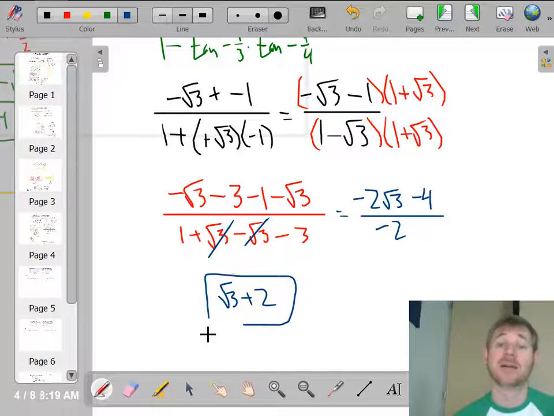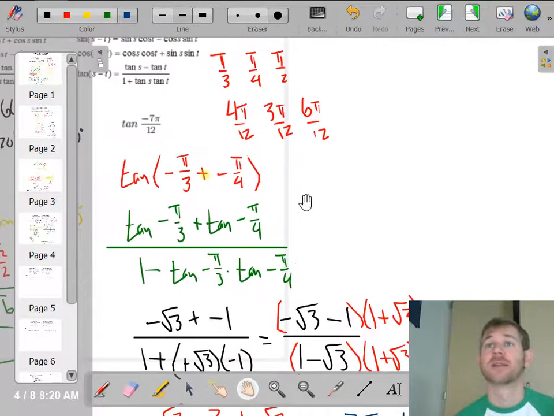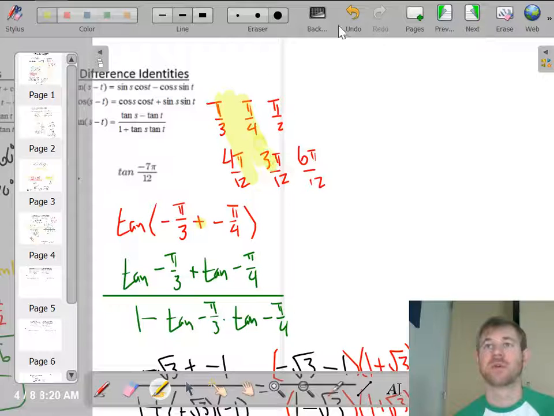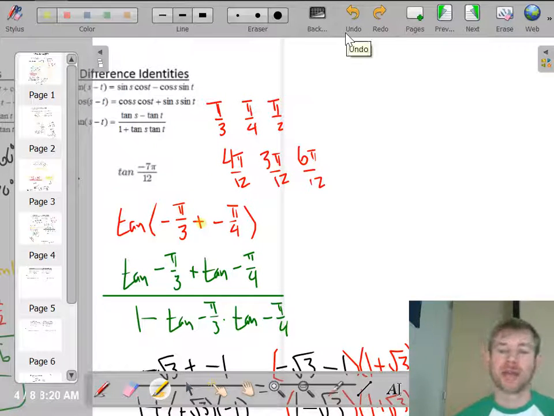Now it takes a while. I think, though, the hardest part is getting these two angles. So think of what angles you've got, put them over 12, and then figure out how you can add or subtract to what you need. Especially when it's negative, that can be tough.